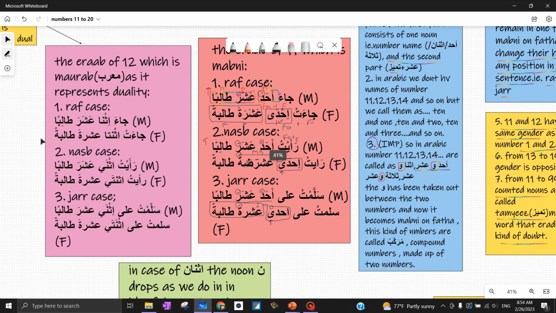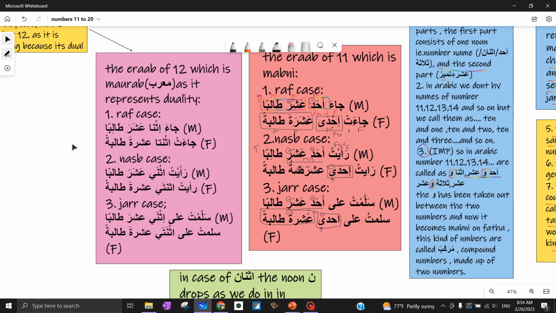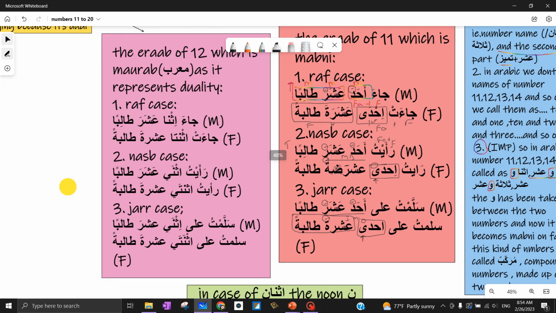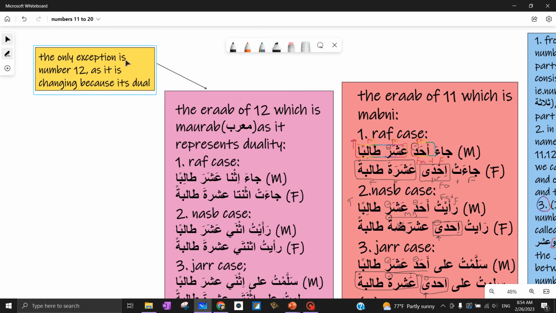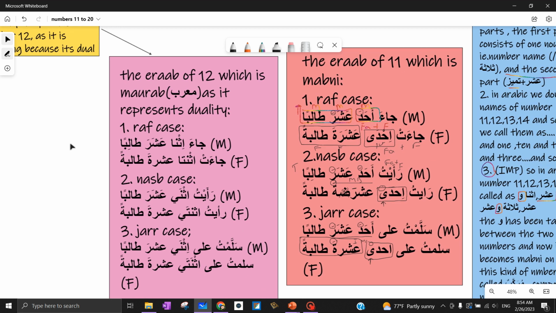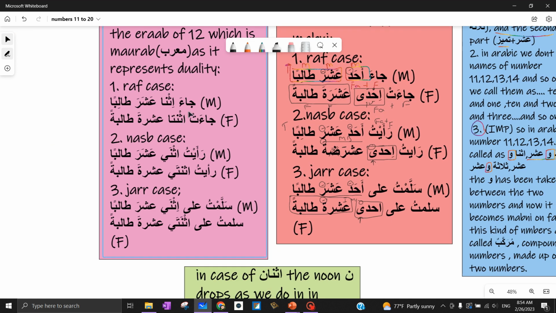Okay, now come to the i'rab of 12. I mean the 12 which is changing. As you can see here, the only exception is number 12. Why is it an exception? Because it shows the duality, as it's dual. It changes its structure from ithna to ithnain. I mean in mansub and majroor it changes its structure. So the i'rab of number 12, which is mu'rab, as it represents duality, in rafa case what happens?